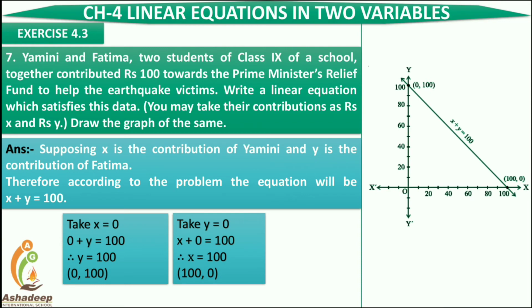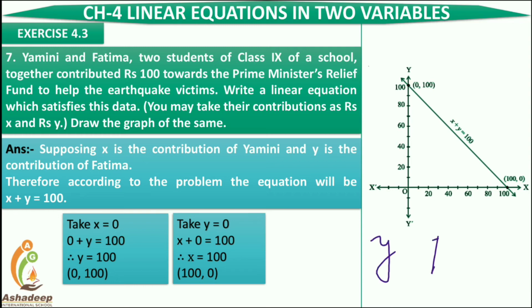Now question number 7. Yamini and Fatima, two students of class 9th of a school, together contribute 100 rupees towards the Prime Minister's Relief Fund to help the earthquake victims. Write the linear equation which satisfies this data. You may take their contributions as x and y and draw the graph for the same.